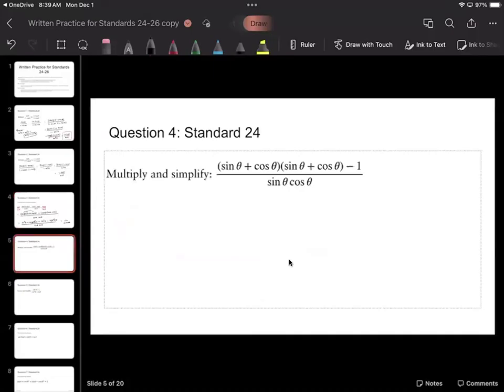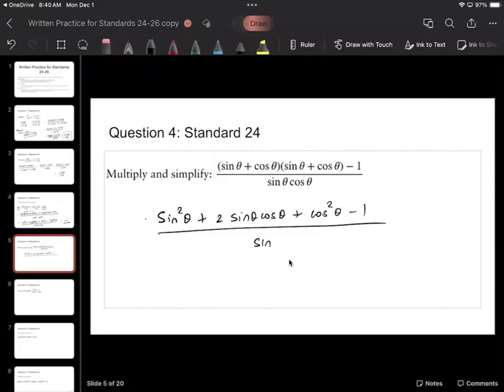Multiply and simplify. All right, so we are going to distribute the numerator, right? So sine theta plus cosine theta, times sine theta plus cosine theta will be sine squared theta plus 2 sine theta cosine theta plus cosine squared theta minus 1 all over sine theta cosine theta. So how did I get this? This whole thing was nothing but this. When you distribute this, this is what you will get.